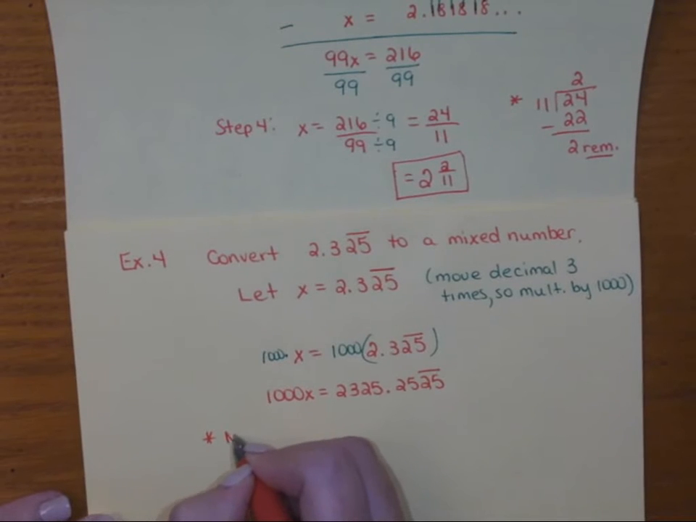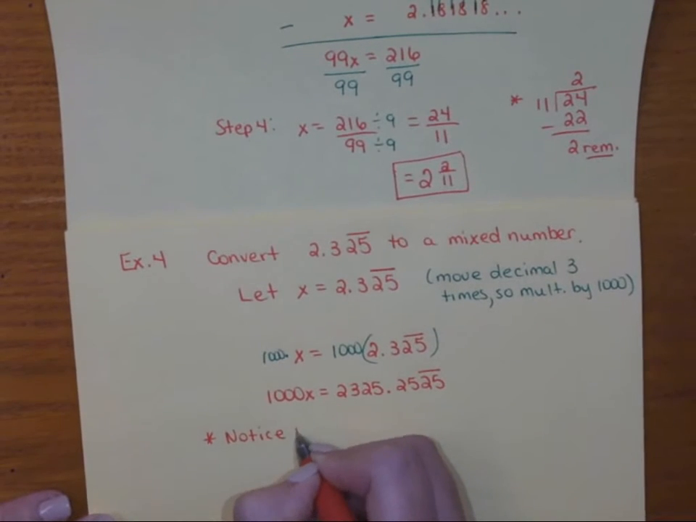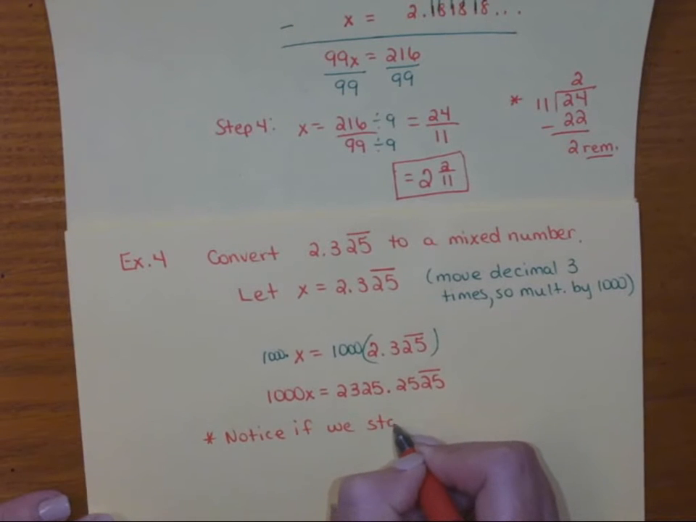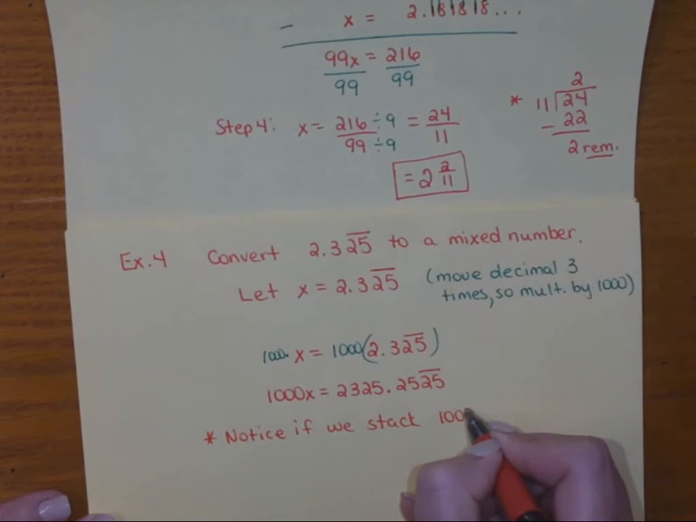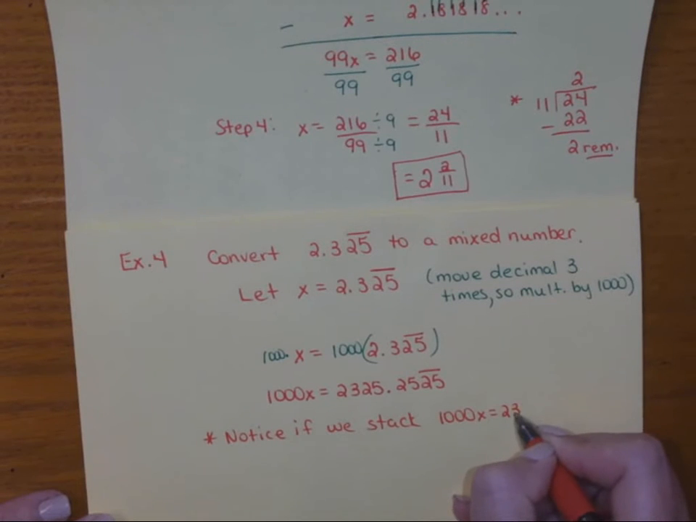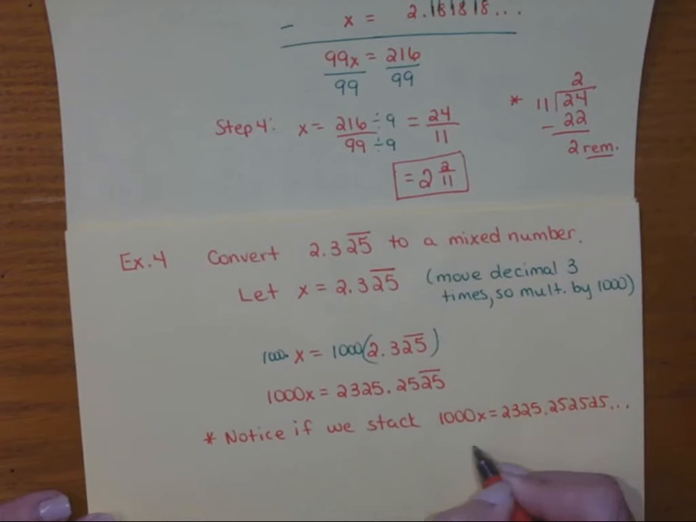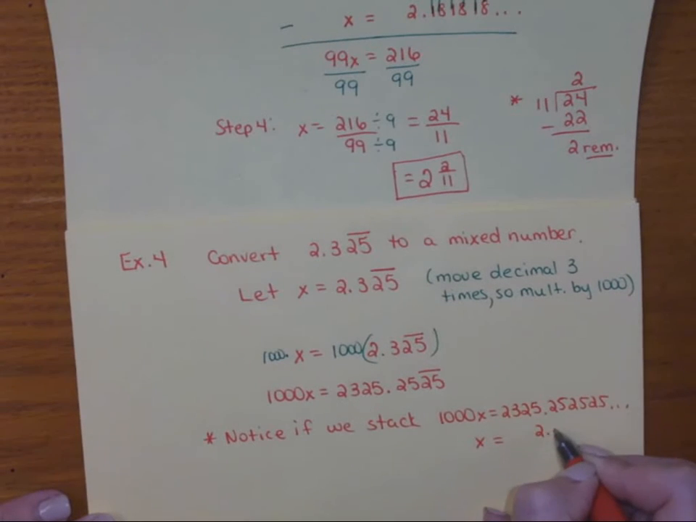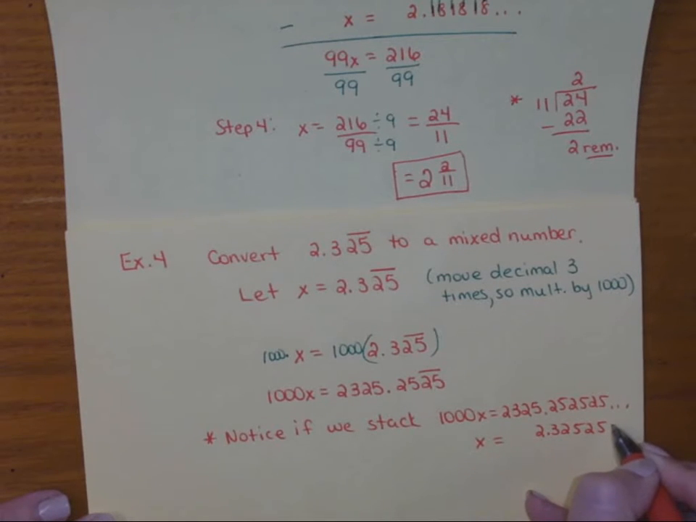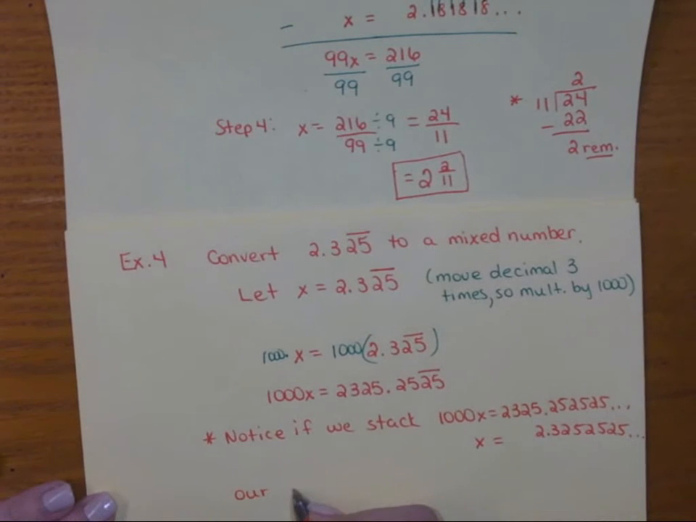But notice what happens here if I try to do the method normally. Notice that if we stack or try to combine 1,000x equals 2325.252525, and we try to line that up with our 2.32, do you notice that we're off? In other words, the numbers aren't lining up. Notice our decimal places don't line up here. But they're really close. Do you notice that they're 1 off?